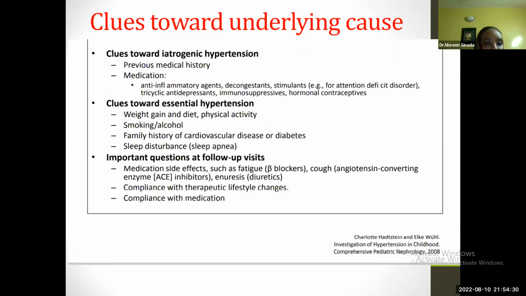Also, the clues of essential hypertension, like weight gain, diet, smoking in teenagers, family history of cardiovascular disease, and sleep disturbance like sleep apnea. Important question at follow-up visit: you should know about the medication side effects such as fatigue with beta blockers, cough with angiotensin converting enzyme inhibitors, and neurosis in diuretics. Compliance, also you should ask about compliance with therapeutic lifestyle change and compliance with medication.